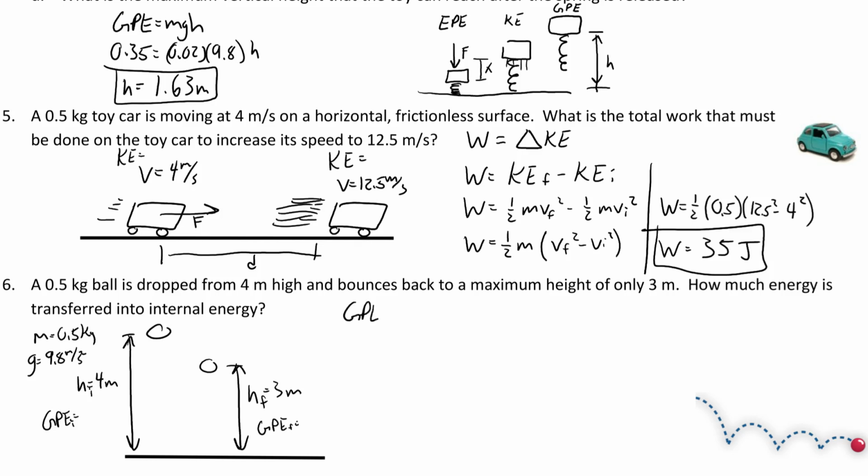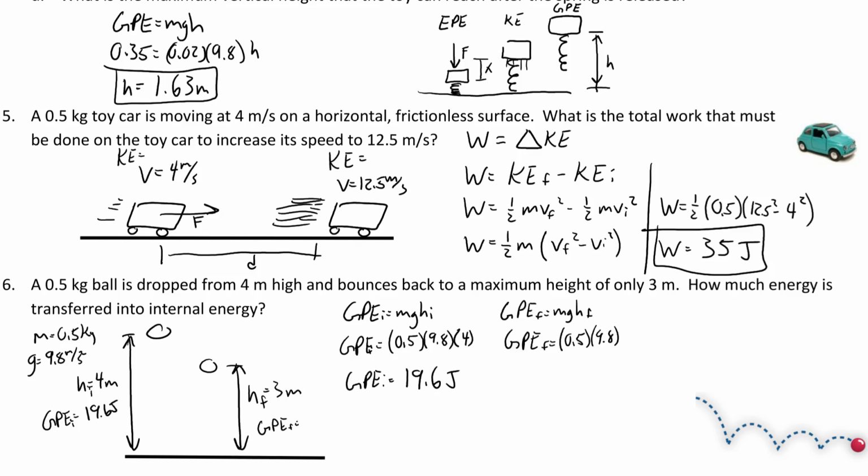If you do GPE initial is equal to mgh initial, you have GPE is equal to the mass times 9.8 times 4, and you get 19.6 joules of potential energy initially. But then you do the same thing again, but you plug in your new height of 3 meters, and now you only have a potential energy of 14.7 joules. It was 19.6 before. What the heck happened to that energy?